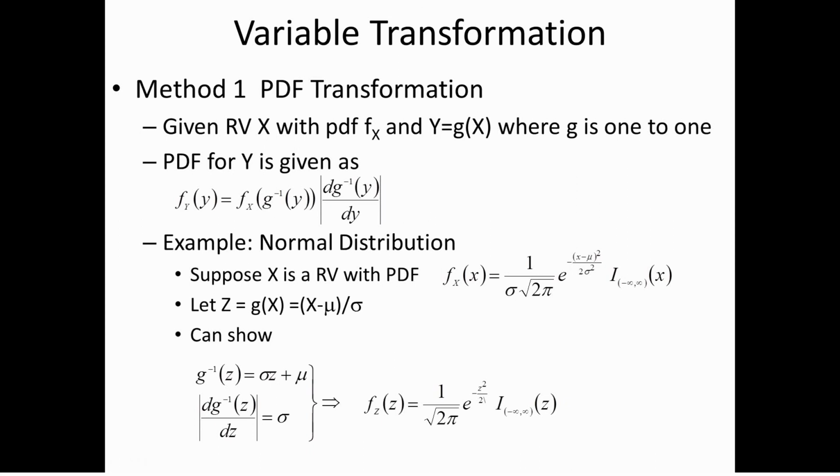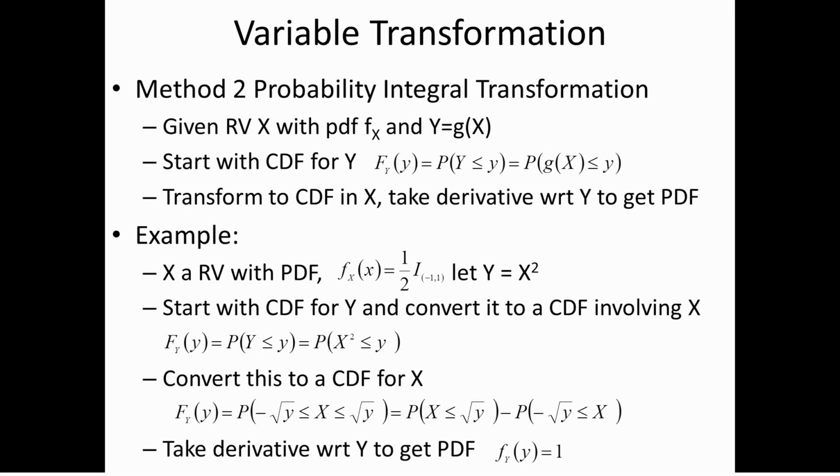Now sometimes there's a problem. Sometimes the function g is not 1 to 1. The question is, what do you do then? Well, we have a second way called a probability integral transformation. And really what it is, it's a variable transformation where we're working off of the CDF as opposed to the PDF. So let me show you an example because the method's a little hard to explain.